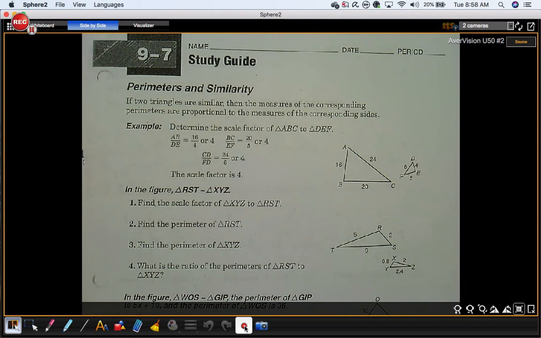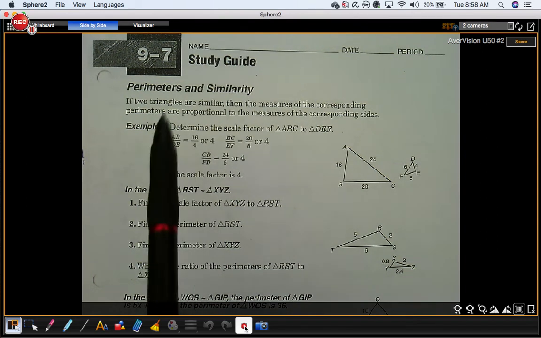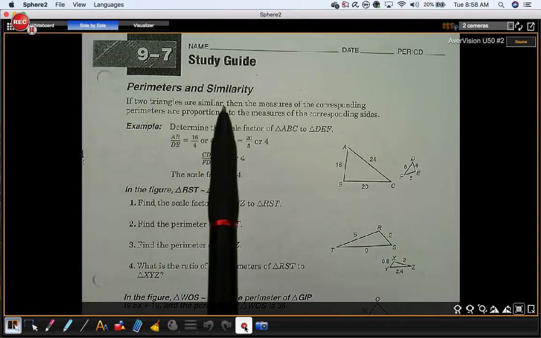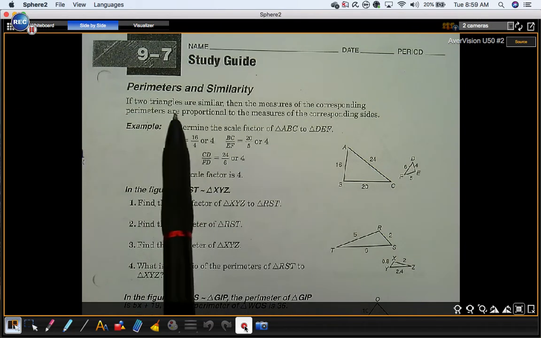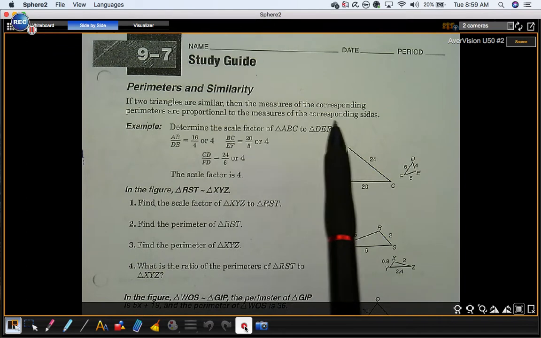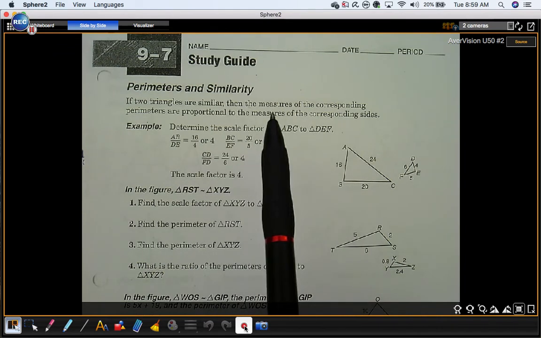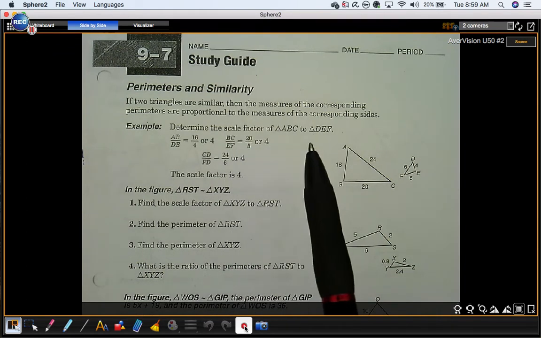This is section 9.7, the study guide. They tell you that if two triangles are similar, then the measures of the corresponding perimeters are proportional to the measures of the corresponding sides. You should already know this. That means the ratio of your perimeters equals your scale factor.